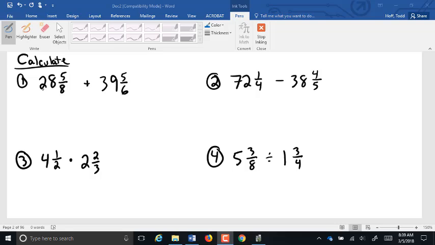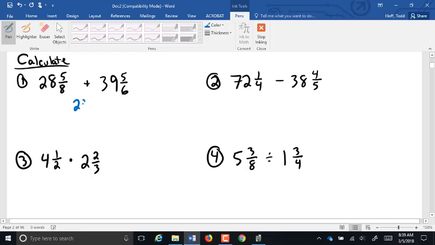Okay, so the first one here, we have to have a common denominator. For the 6 and the 8, that's going to be what? 24. Very good. So 5/8 becomes how many 24ths? 15. Good. 5/6 becomes 20 24ths. We add 15 24ths and 20 24ths.